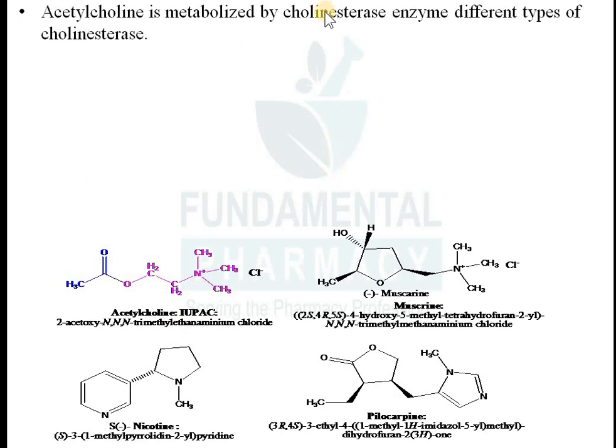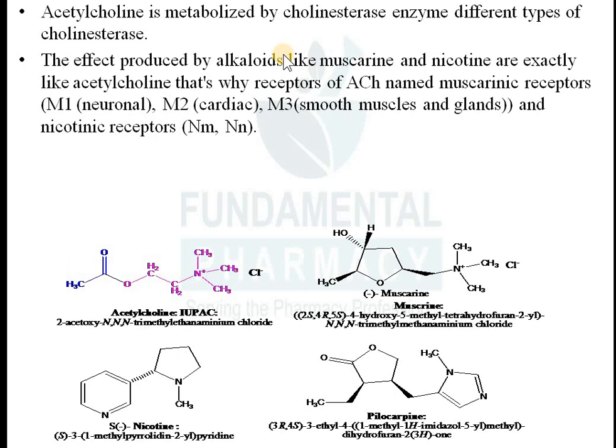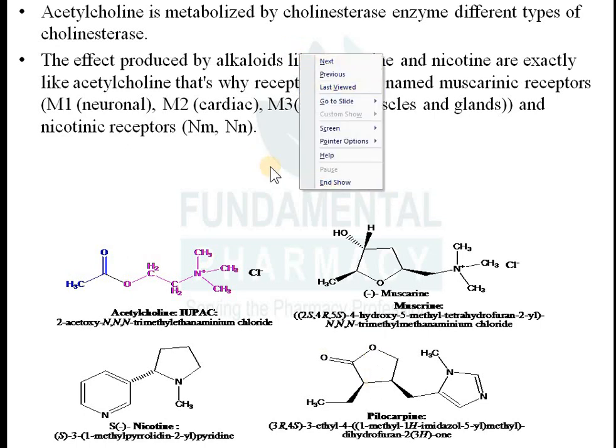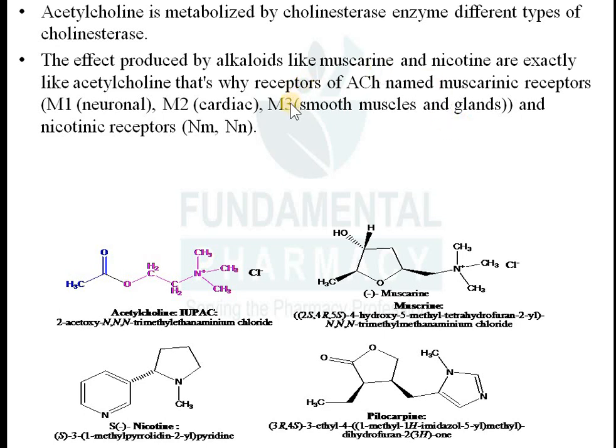Now acetylcholine is metabolized by two enzymes we have seen in the pharmacology lecture. One is a true cholinesterase and one is a pseudo cholinesterase. True cholinesterase is present in the neuronal ending, and pseudo cholinesterase is present in the plasma. We have seen that. Now whatever released acetylcholine is there, it will act on its receptor.